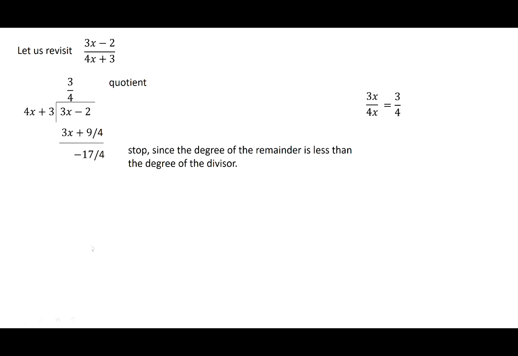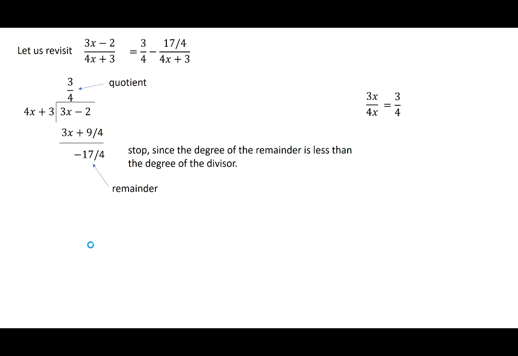Now what do we do? Take that term in the quotient and multiply by 4x plus 3. And you get 3x plus 9/4. Subtract. You get 3x minus 3x is 0. -2 minus 9/4 is -17/4. Should we stop? Yes, because this is a constant whose degree is less than the degree of this one. So constant is a 0th degree polynomial, whereas the divisor is a 1st degree polynomial. We stop and we interpret this as the quotient. That's the quotient, and this is the remainder.